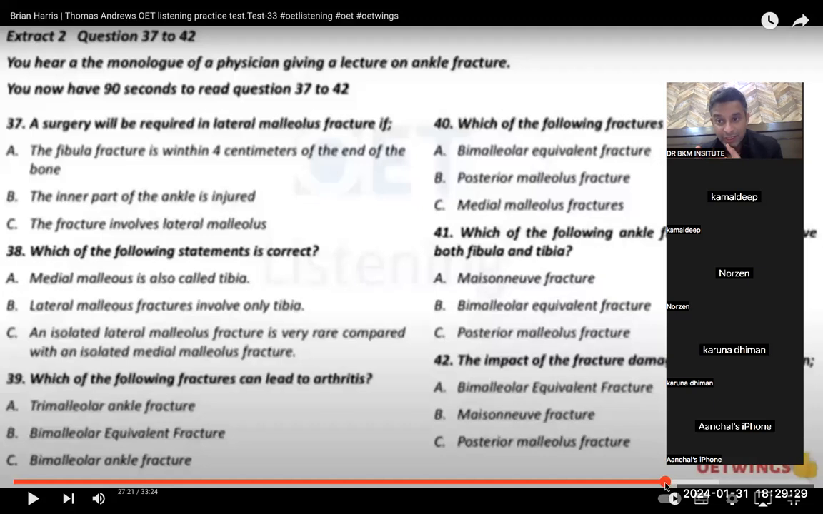A is very strict: within. If the speaker says within, then this is my answer. If it says more than 5, over 5, around 5, approximately 5, then this option is gone. Around means it can be more than 5. Approximately or around means it can be more than 4. So A option stands only if he says it is less than 4. B option stands in case it says only the inner part is injured.